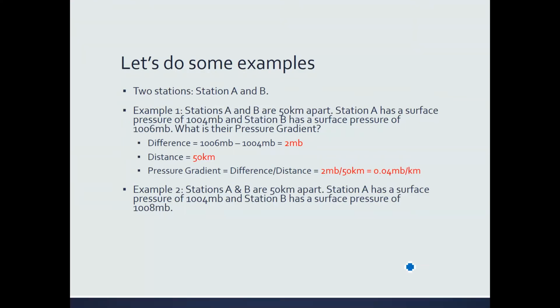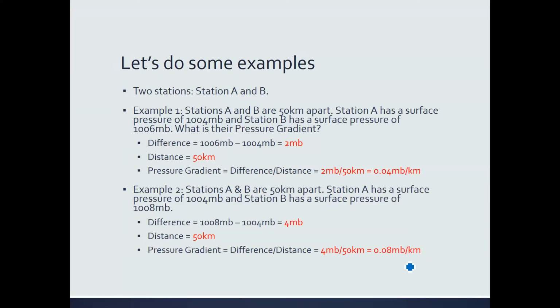All right, so now let's do it. So the difference, instead of it being 1,006 minus 1,004, it's 1,008 minus 1,004. That's 4 millibars. The distance was the same, 50 kilometers. So the pressure gradient, which is a difference divided by distance, is 4 over 50, or 0.08 millibars per kilometer. The difference doubled in this case. Therefore, the overall pressure gradient doubled.